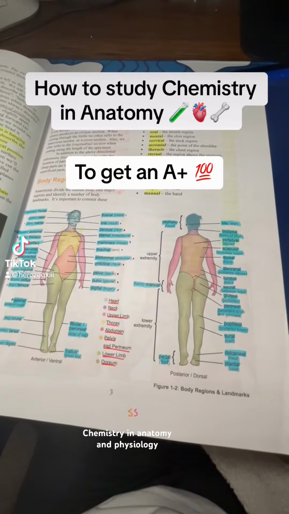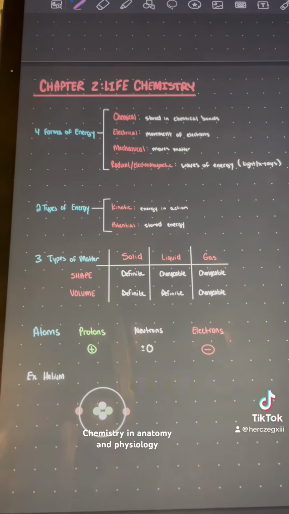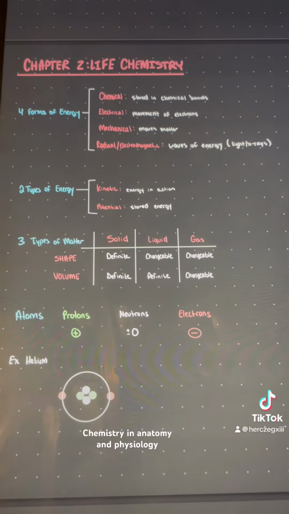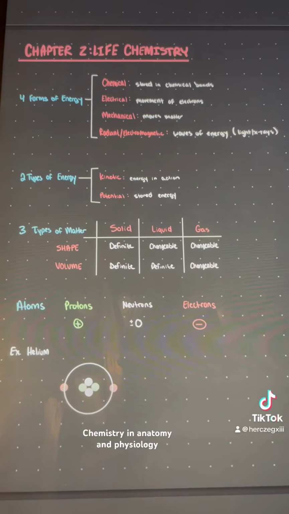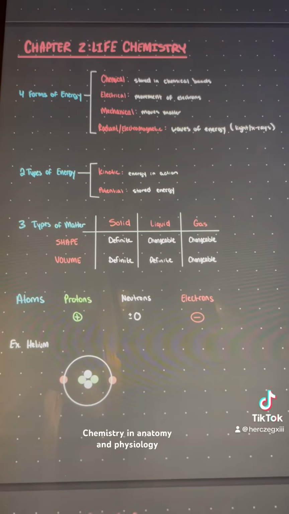How to study chemistry and anatomy to get an A. Before you get into what you should focus on, you want to make sure that you have a strong foundation of the basics, which is basically the forms of energy and the types of matter. Make sure you know the differences between protons, neutrons, and electrons, and atomic number and mass number.